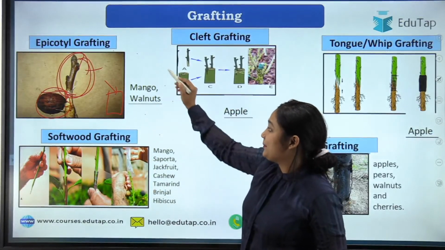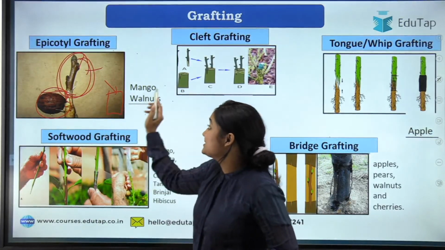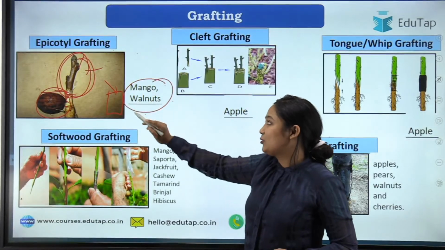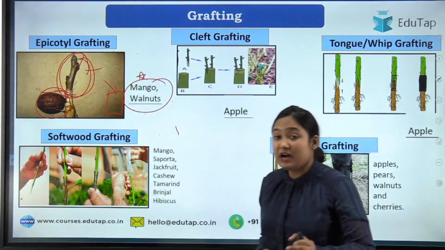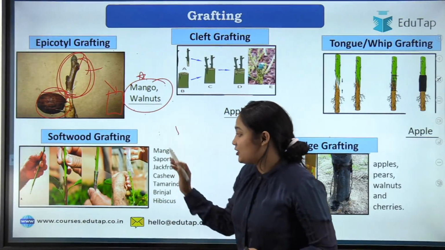Okay, so this is your epicotyl, and of course your seed should be hard. So this is basically done in the mango and walnut. Please, this example is again very important. Do remember it.